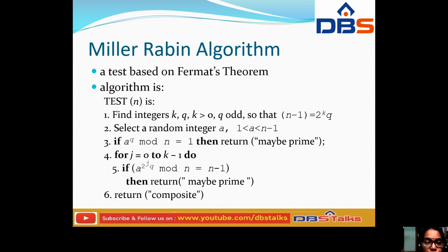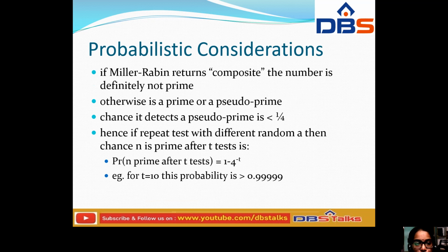Understand? If you applied that, we can say that it is a prime. Otherwise we can say that it is a composite number. Okay. See, these are the probabilistic considerations. Suppose the Miller-Rabin theorem returns a composite number, then we can say it is definitely not prime, so we need not bother about that.